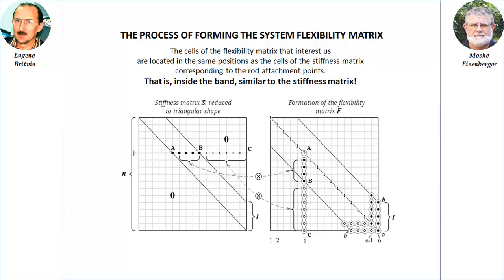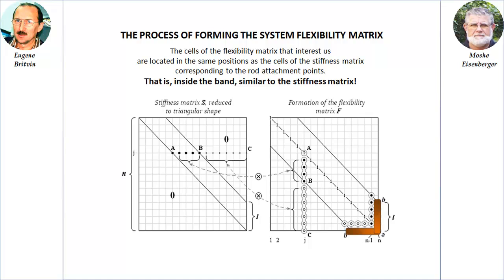And, since the elements of the flexibility matrix beyond the width of the band are of no interest to us, the reverse sweep can be performed not over the entire height of the matrix, but only within the width of the band, the section AB. Since the flexibility matrix is symmetric, we reflect the elements of column AB onto row AB prime.